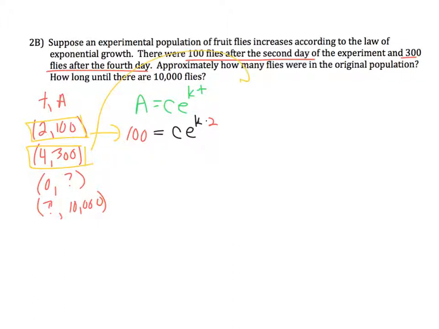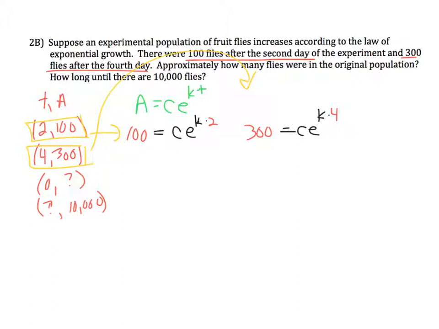Let's use my same equation and plug in my second coordinate point. So I've got 300 equals C e to the K times 4. And then let's just pause and look at that. So I've got two equations right there, and I need to solve for C and K.